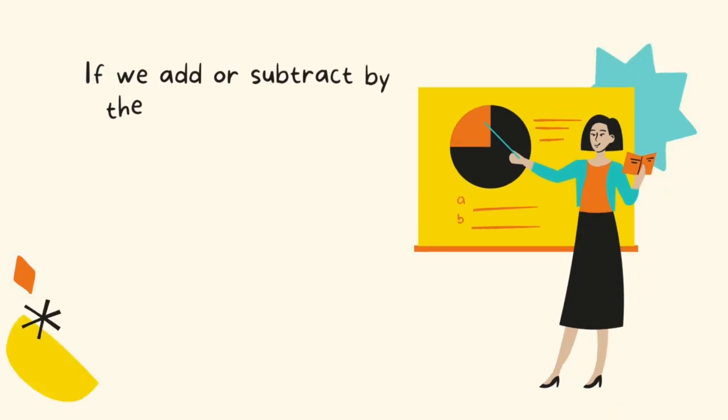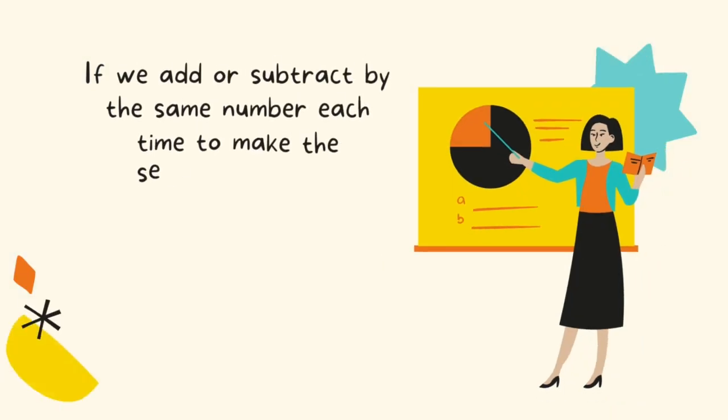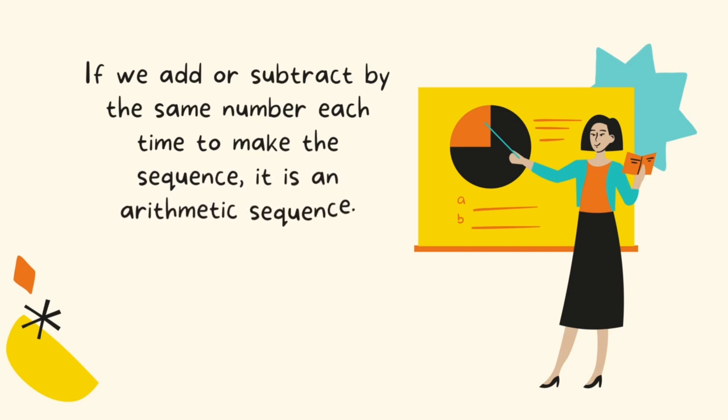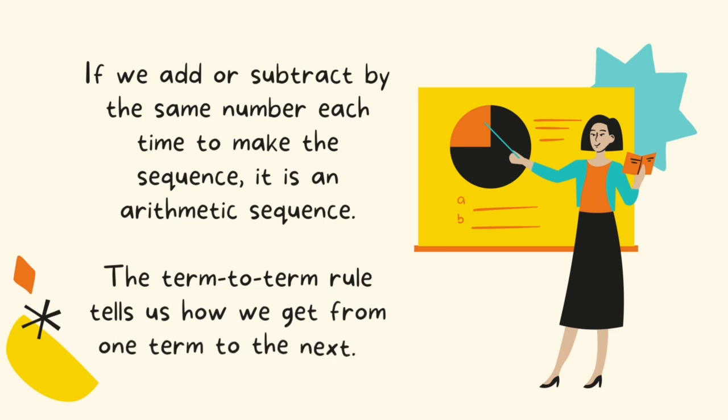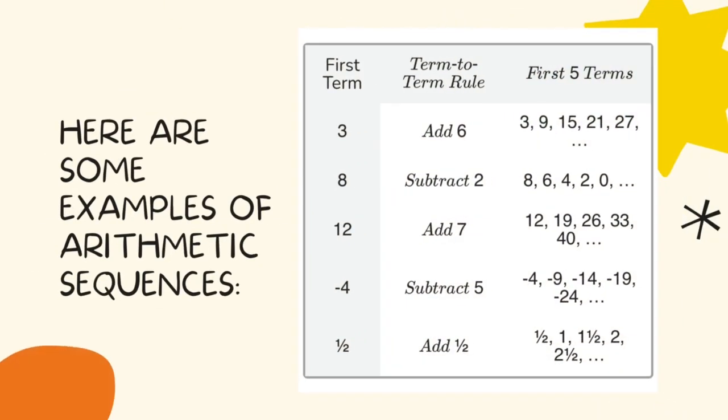If we add or subtract by the same number each time to make the sequence, it is an arithmetic sequence. And the term-to-term rule tells us how we get from one term to the next. Here are some examples of arithmetic sequences. If the first term is 3 and the term-to-term rule is add 6, the first 5 terms will be 3 plus 6 is 9, 9 plus 6 is 15, 15 plus 6 is 21, 21 plus 6 is 27.